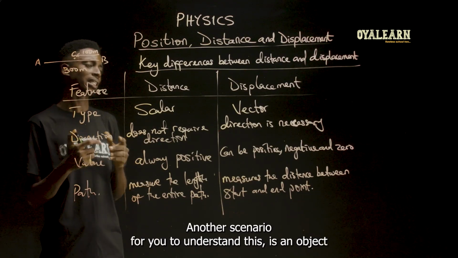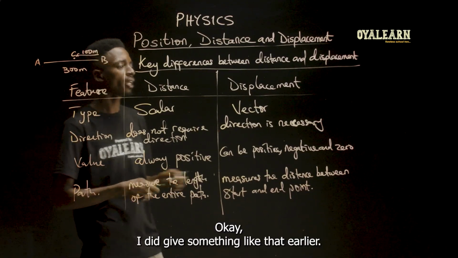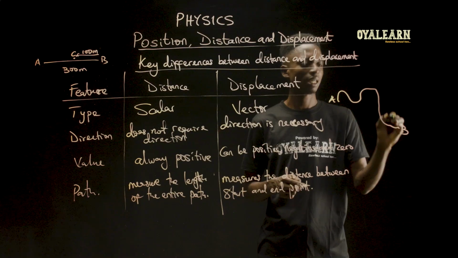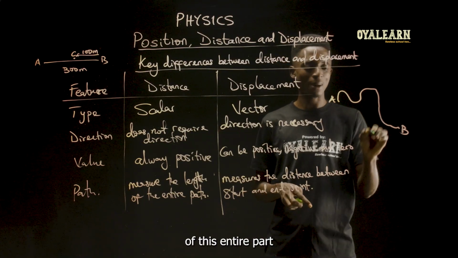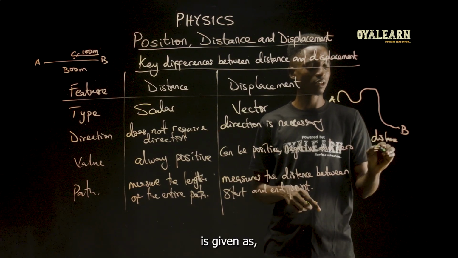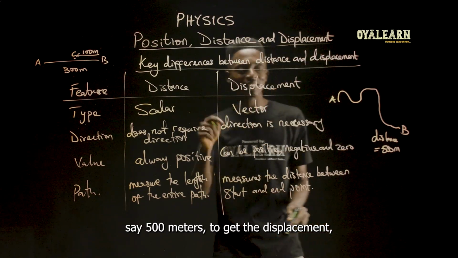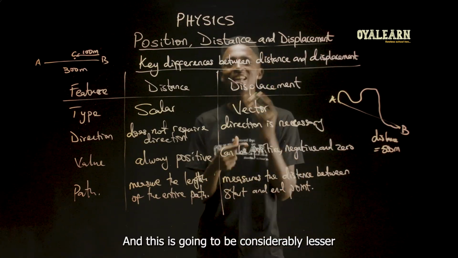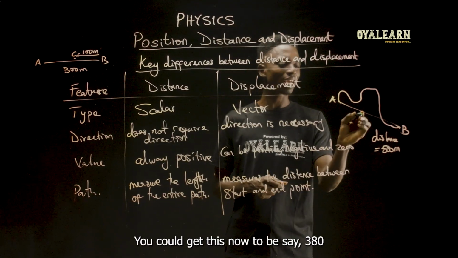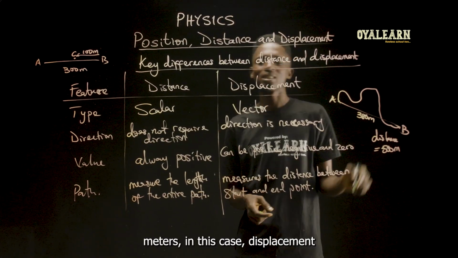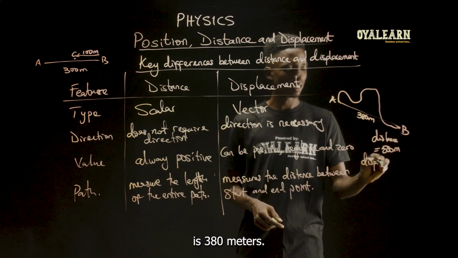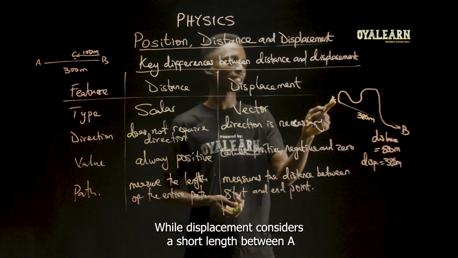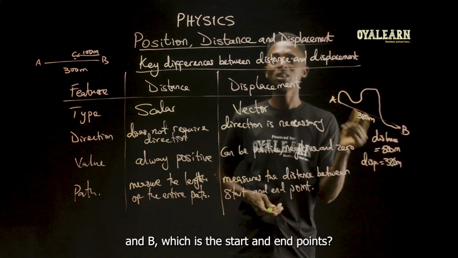Another scenario for you to understand this is an object that is going through a winding path. Okay, I did give something like that earlier. So let's say it starts at point A and then goes along this winding path to point B. Now, if the distance of this entire path is given as, say, 500 meters, to get the displacement, you just need to measure the shortest length between start and end point. And this is going to be considerably lesser than the distance you have measured. You could get this now to be, say, 380 meters. In this case, displacement is 380 meters. So you see a difference there. Distance considers the entire path, while displacement considers a short length between A and B, which is the start and end point.